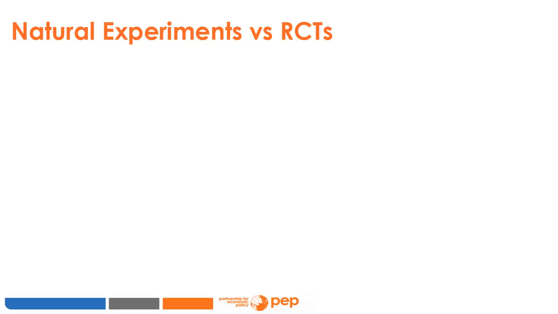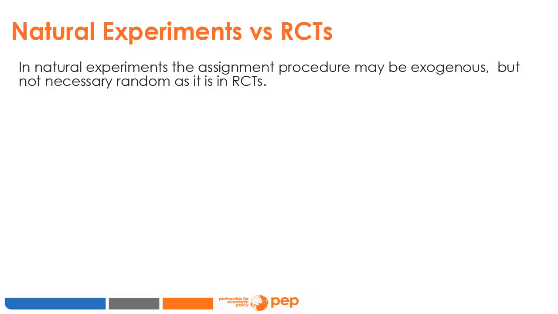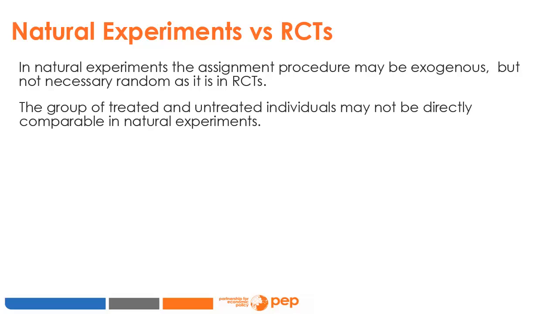Natural experiments differ from randomized control trials in at least two fundamental ways. First, in natural experiments, the assignment procedure may be exogenous, but not necessarily random, as it is in RCTs. Second, and less obvious, the group of treated and untreated individuals may not be directly comparable in natural experiments. Researchers need to carefully select which subgroups to compare.